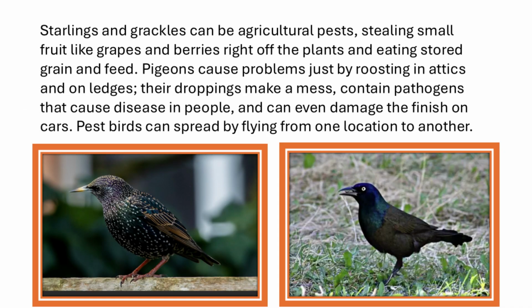Starlings and grackles can be agricultural pests, stealing small fruit like grapes and berries right off the plants and eating stored grain and feed. Pigeons cause problems just by roosting in attics and on ledges. Their droppings make a mess, contain pathogens that cause disease in people, and can even damage the finish on cars. Pest birds can spread from flying from one location to another.